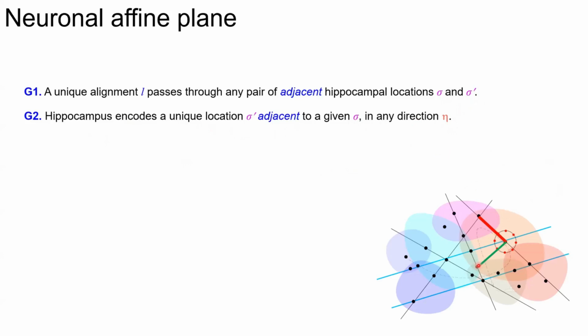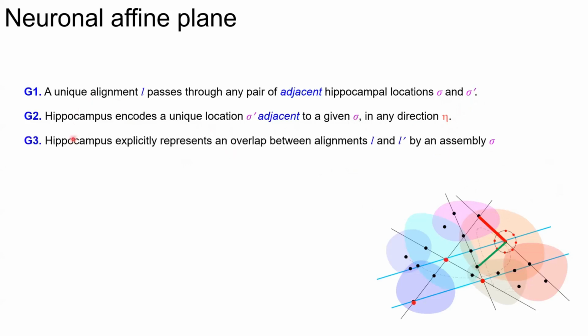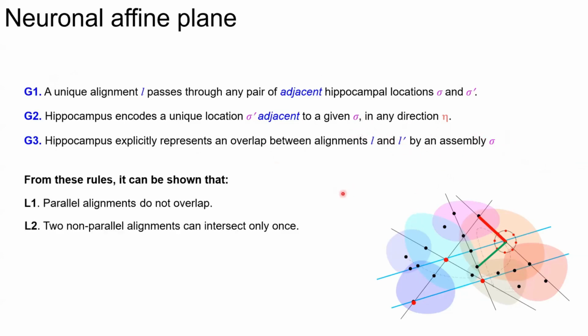You start from a point and you move in a particular direction, there will be a sigma that you are going to meet. And the last requirement I would like to impose here is that hippocampus can explicitly represent overlaps between alignments. If we're going to build alignments using these rules, the hippocampus has enough means to represent whenever these alignments are overlapping. There is explicitly a sigma that represents this overlap. And it turns out that you can use these rules to build longer alignments from these elementary steps. You can build bigger alignments.